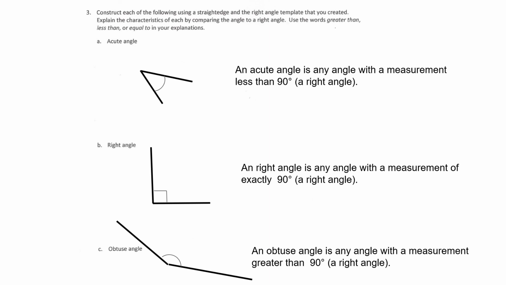A right angle, so I used the right angle template, which was 90 degrees, and I actually made it look like a square. And it says, a right angle is any angle with a measurement of exactly 90 degrees or a right angle. And I drew an obtuse angle. And I said an obtuse angle is any angle with a measurement greater than 90 degrees or a right angle.